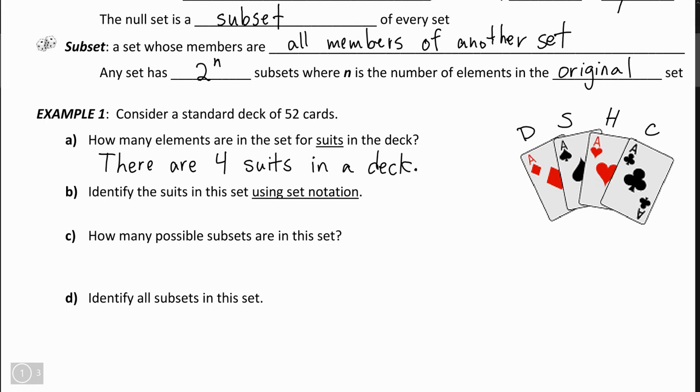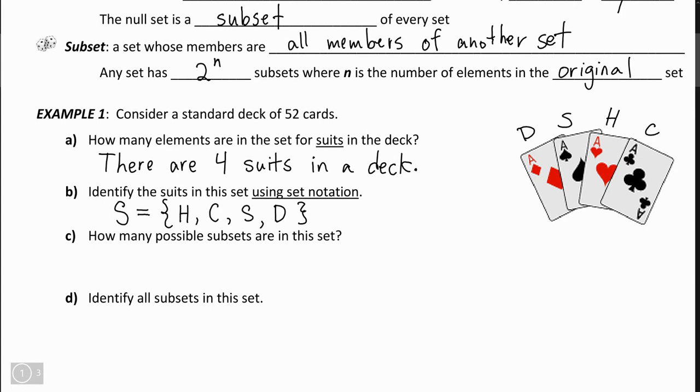Okay, identify the suits using set notation. So our set, I'm going to say, is S. And the set is equal to, with these brace brackets, the elements in our set are the hearts, H, clubs, C, spades, S, and diamonds, D. I'm going to close the set with the brace brackets again.